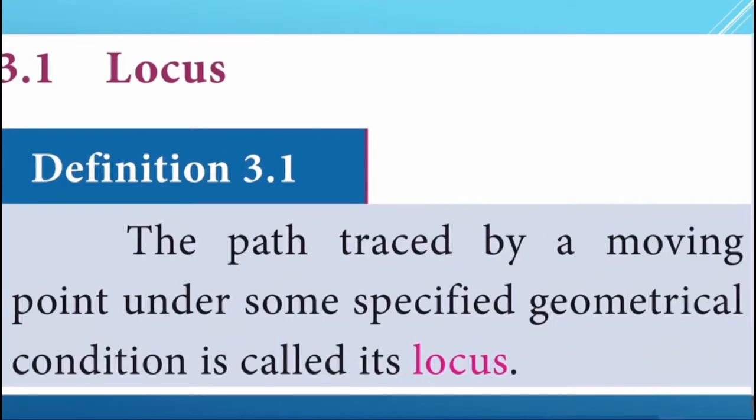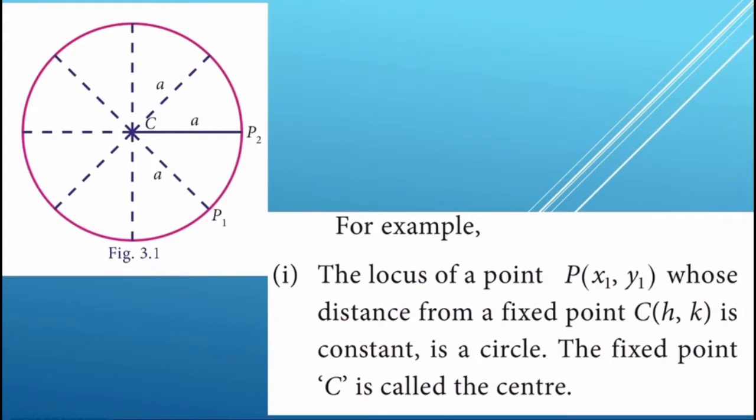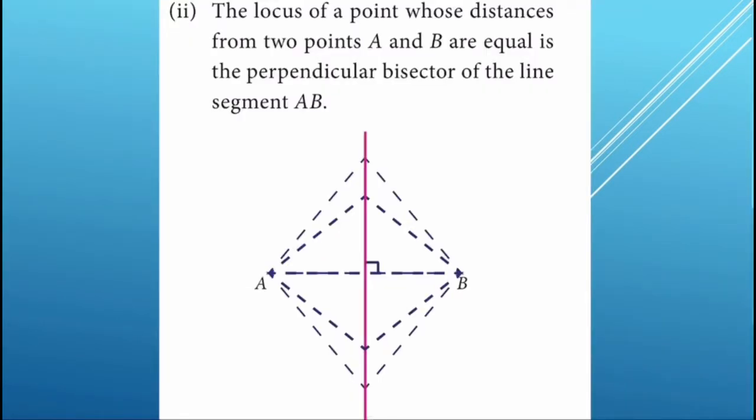Locus. What is the locus? Locus is a path and it is traced by a moving point under specified geometrical conditions. The path of some point is called as locus. The path of some moving point is called as locus. Look at this diagram.